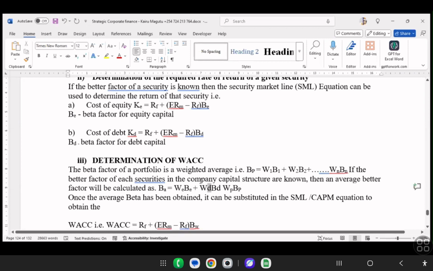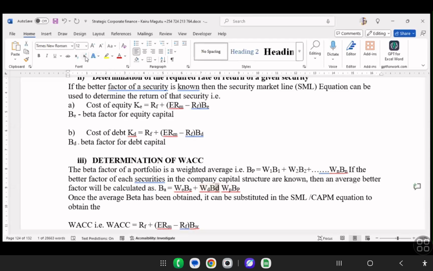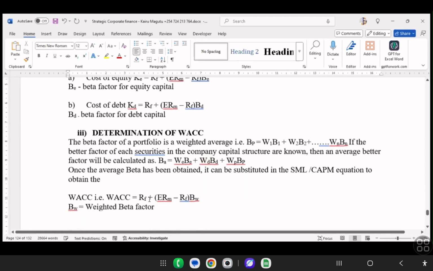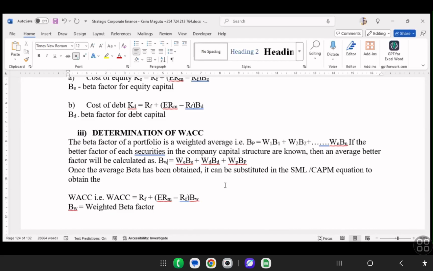plus the weight of the preferred stock multiplied by the beta of the preferred stock. Once the average beta factor is determined, we can determine the weighted average cost of capital, which is equal to the risk-free rate plus the expected return of the market minus the risk-free rate, multiplied by the beta factor that is weighted. That is determining the weighted average cost of capital.